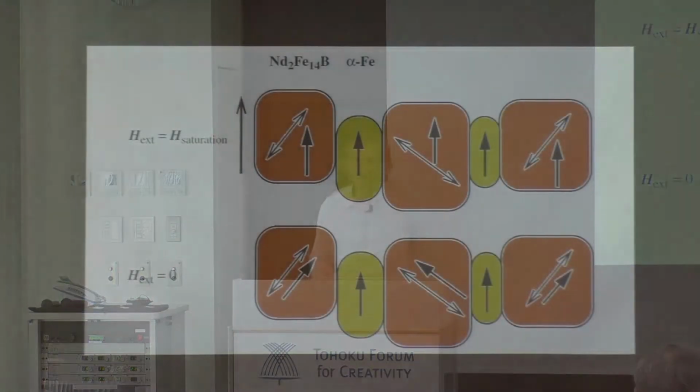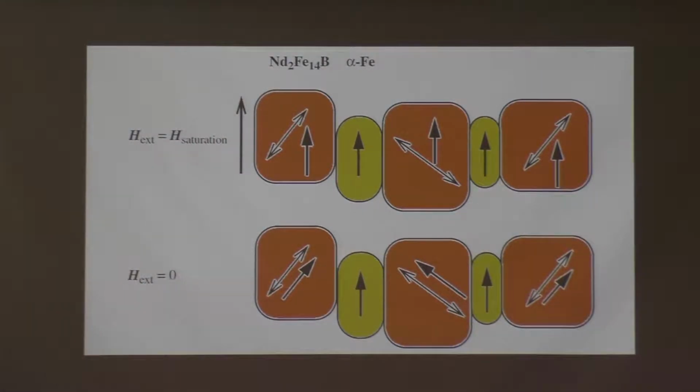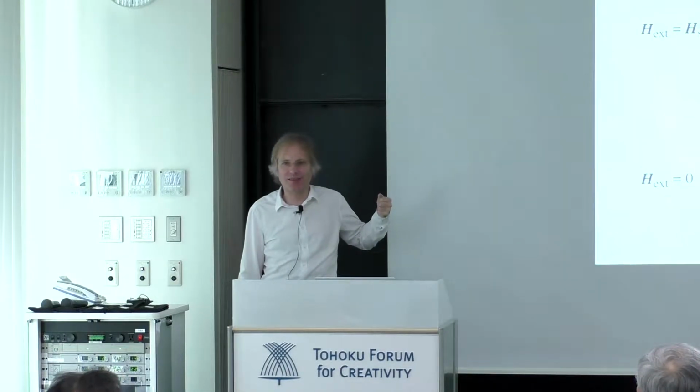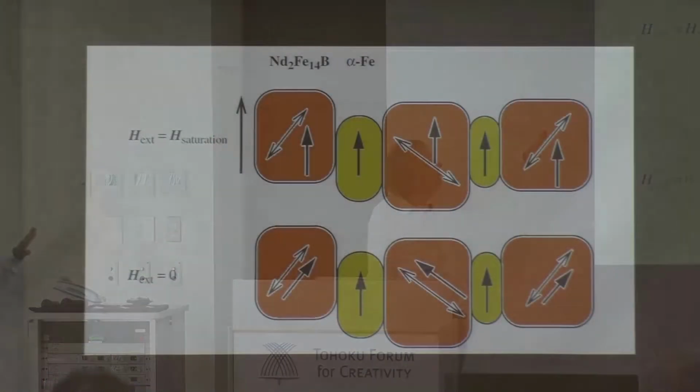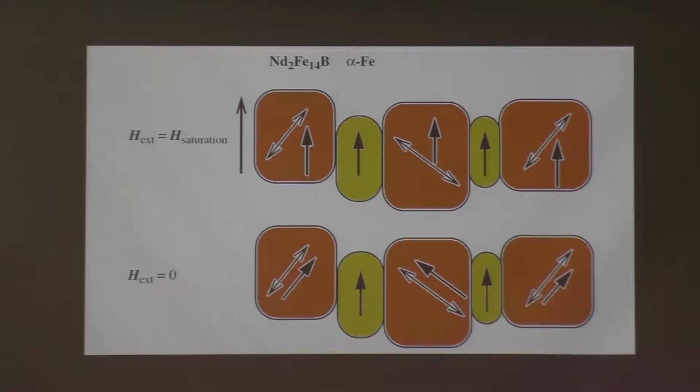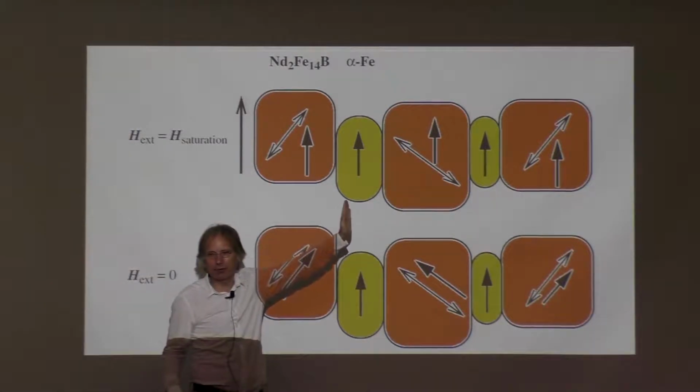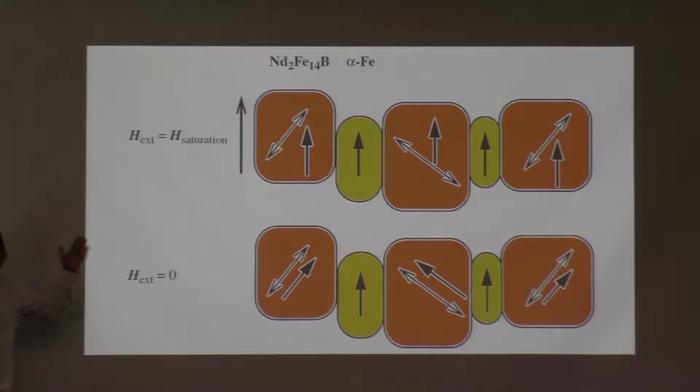This is a slide I showed the first time in Sendai, but I think it's also valid today. This is a schematic of how these nanocomposite magnets work. For example, we have a combination of neodymium iron boron grains strongly exchange coupled with alpha iron grains. If I apply a strong magnetic field, all magnetic moments are pointing up. The hard magnetic grains might not be perfectly oriented, or they might even be randomly oriented.